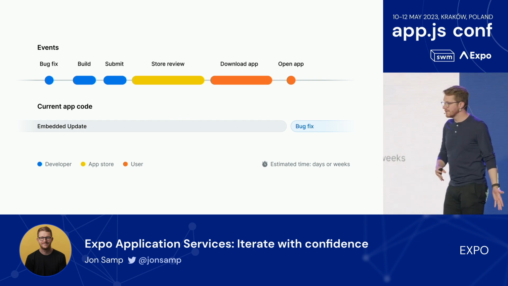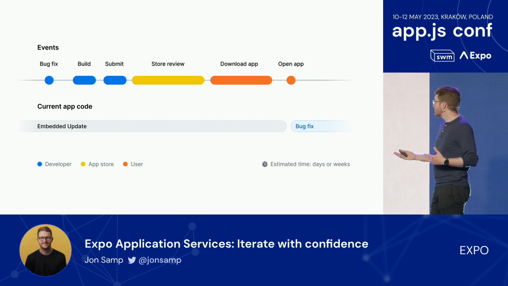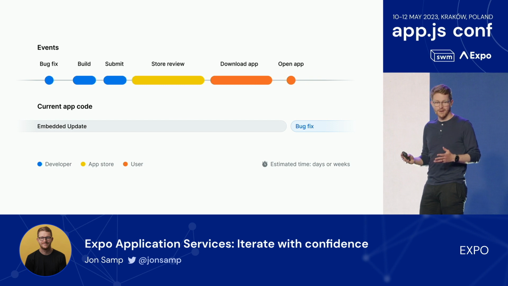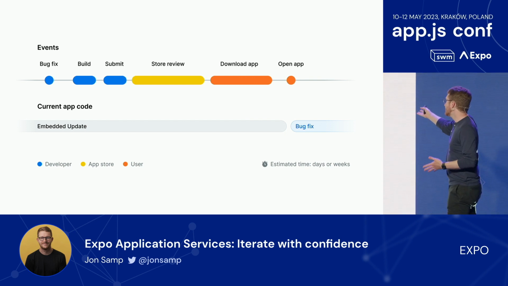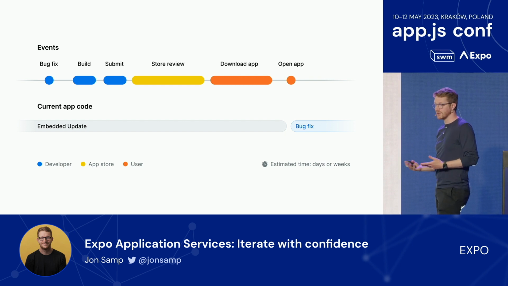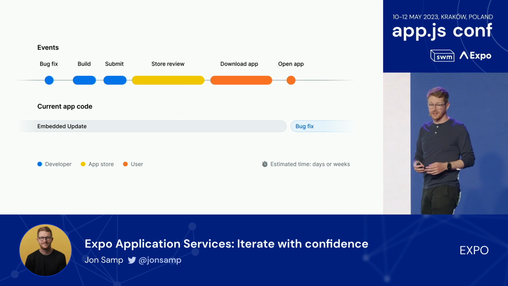Then I have to wait for store review. Then, once it's approved from the store, I have to wait for my users to download it in the background, which can take some time. I think, at least on iOS, there's like a 7-day window that people can get the new app. And then finally, my users will see the bug fix. So if there's something wrong, it can actually exist in production for quite some time.